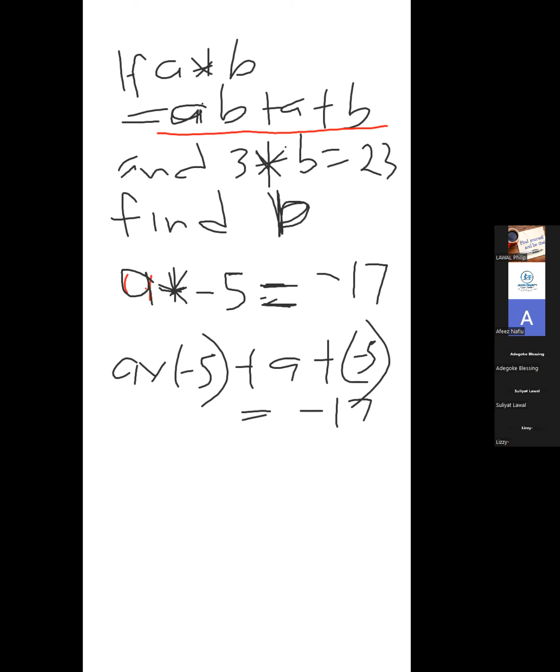So A times minus 5 will just be minus 5a, and then plus a again, and then minus 5, because plus times minus will give you minus, and then your answer should be minus 17. Now, minus 5a plus a, this is where you are likely to have issues because you need to collect like terms. When you are owing someone 5 eggs and all you have is just 1, if that person should take the only one you are still owing 4. So minus 5a plus a will give you minus 4a.